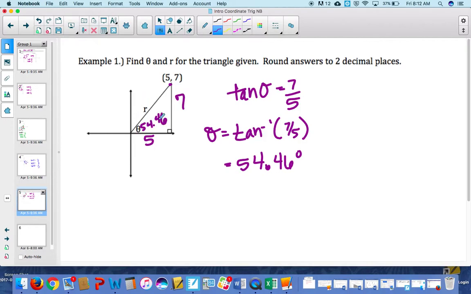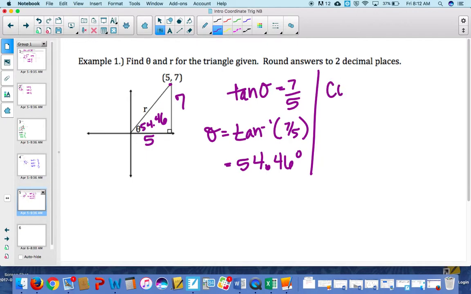Now, to find r, now that we know that theta is 54.46, we're going to find the length of r. It's really important that you round to 2 decimal places because we're trying to find the closest value for r that we can, and we don't want to round it off too soon. You could use sine or cosine. I'm going to show you what cosine would look like. I want to use this 5. From theta, 5 is the adjacent and r is the hypotenuse.